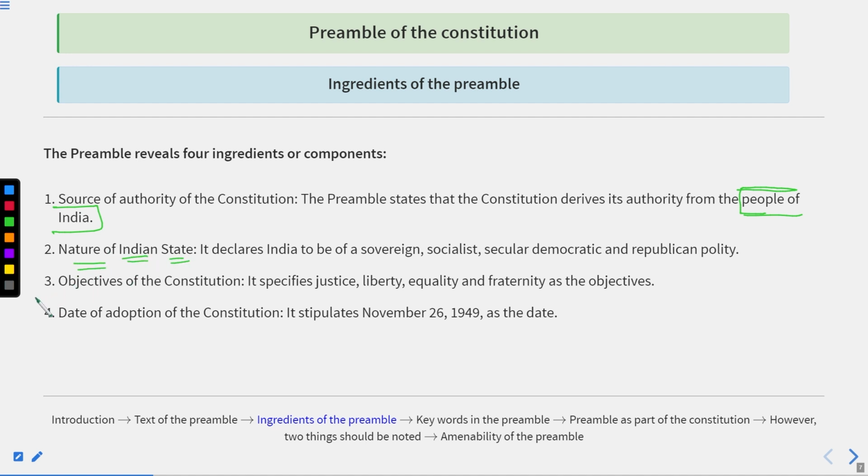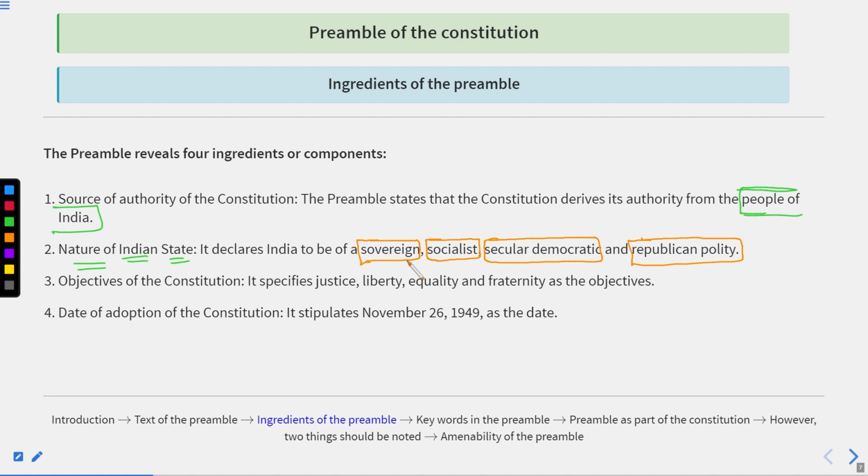It declares India to be a sovereign, socialist, secular democratic, and republican polity. All right. So India is a sovereign state. As I have told you, there is no other country above us. Okay, we are independent. Socialist means that we have a welfare approach in our actions.